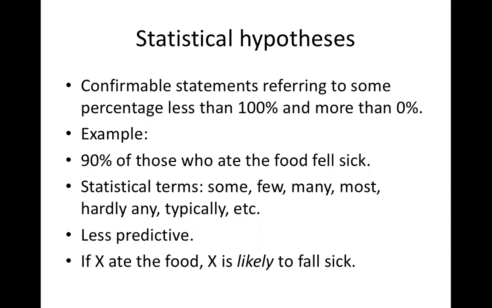If John ate that food, then John is likely to fall sick, but there's no guarantee that John will fall sick. Now, this is it. If 100% of those who ate the food fell sick and John ate the food, then the predictability of John falling sick is 100%. But if 90% of those who ate the food fell sick and John ate the food, then the predictability that John will fall sick is 90%. So the predictability of a statistical hypothesis is less than the predictability of a law-like hypothesis. The predictability is ranked along with the percentage that is given to members of a class that possess a certain quality.